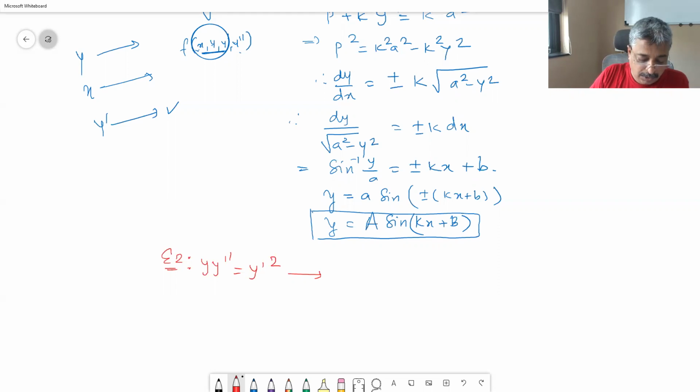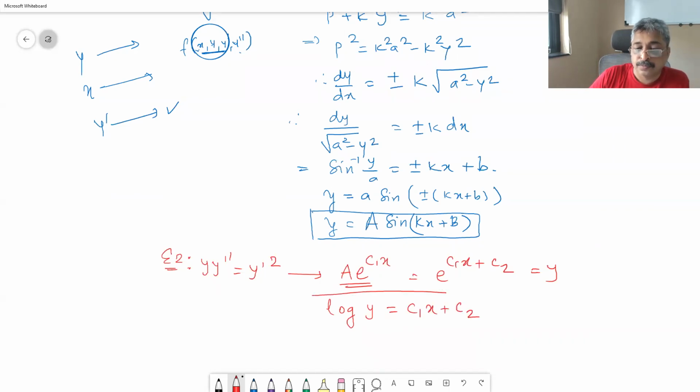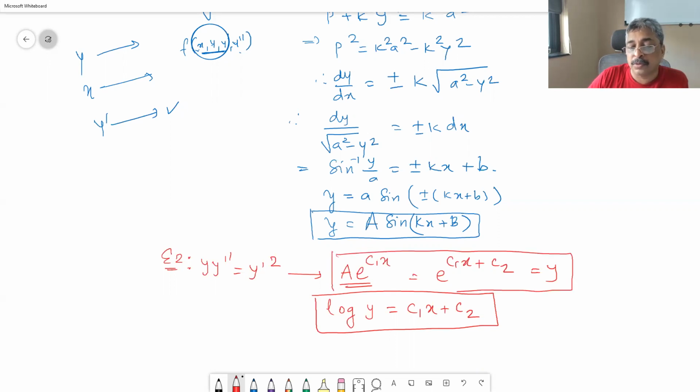Answer for this is some constant times e raised to c1x, or you may write it like c1 e raised to c1x plus c2, or maybe you can report it as log of y is equal to c1x plus c2. Any one of the expression is correct. Okay. Again, only y dash is missing is not in our scope.